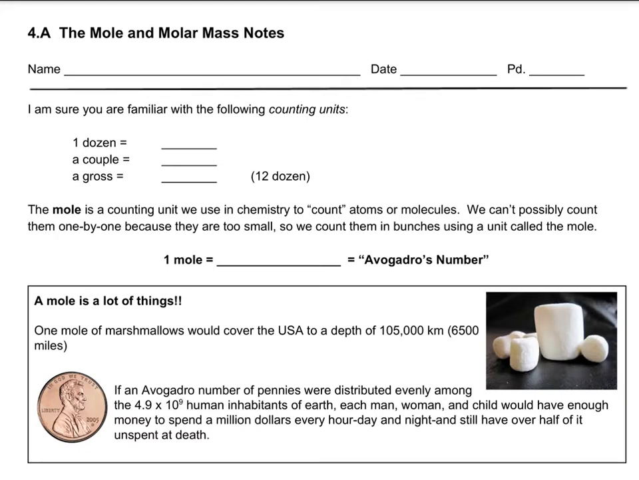At the top of the page it says, I'm sure you're familiar with the following counting units. We all know a dozen is 12 things, a couple is 2, and a gross is 144 or 12 dozen. Well, a mole is just a counting unit that we use in chemistry to count atoms or molecules. We can't possibly count them one by one because they're too small, and so we count them in bunches using a number called the mole.